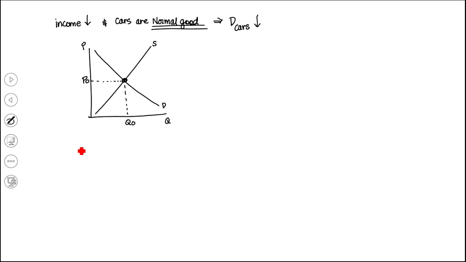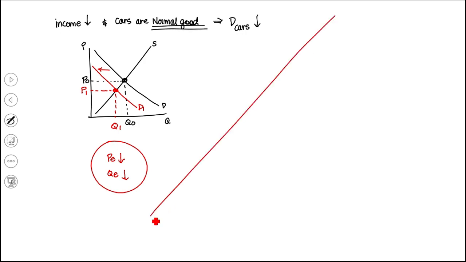Which way did you shift your demand curve? To the left. Good. All right, so you've shifted your demand curve to the left and labeled your new price and quantity. Everyone have a graph that looks like mine? So what has happened to equilibrium price? Price has gone down, and equilibrium quantity has gone down. All right.